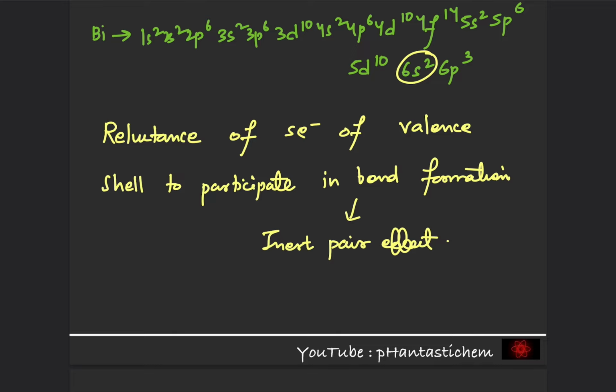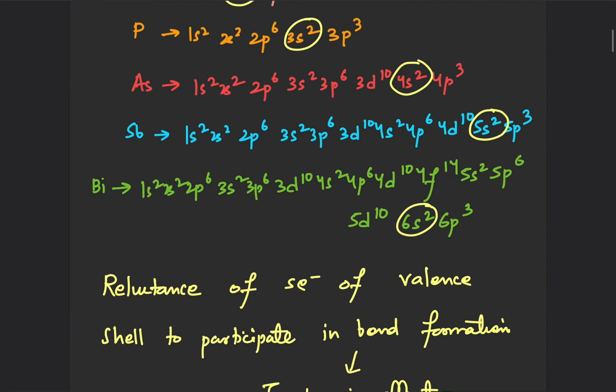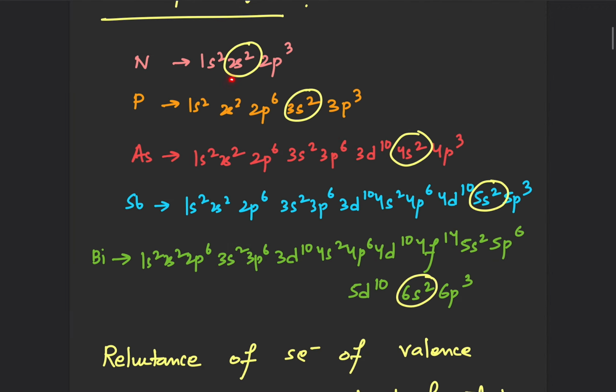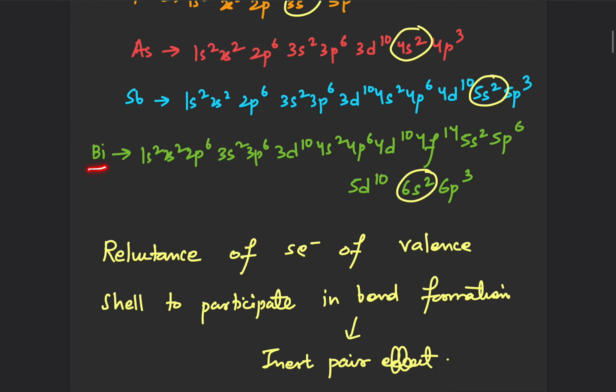Okay, and this happens because of the poor shielding of the valence ns electrons. That is, these are very poorly shielded as we go down by the d and f electrons which are present in between. For example, in bismuth you can see there are d electrons, there are f electrons. These have very low shielding, or they are very ineffective in shielding.